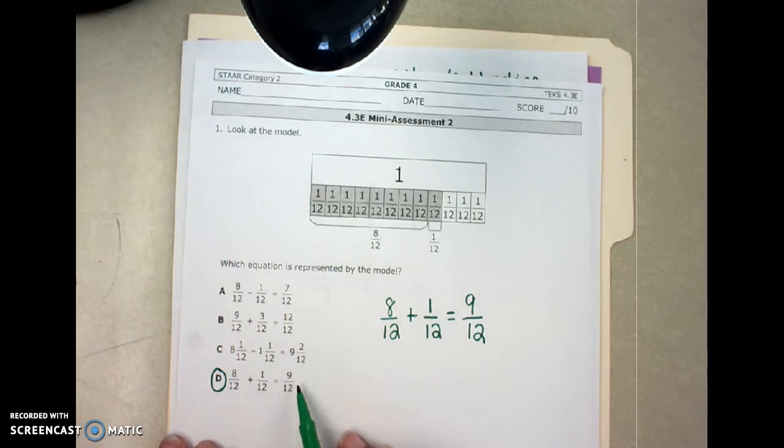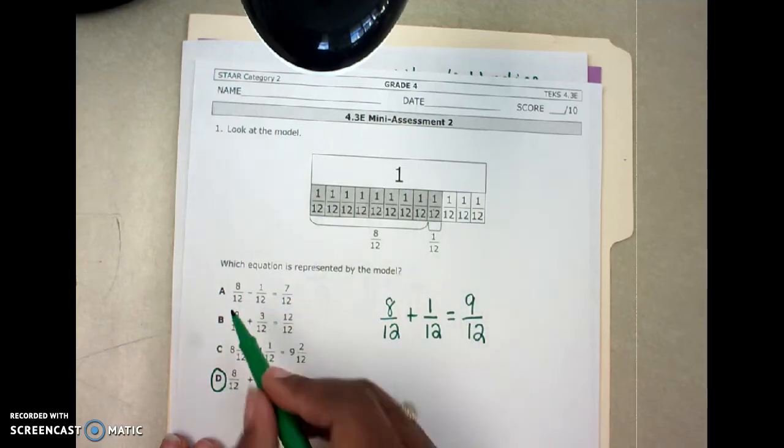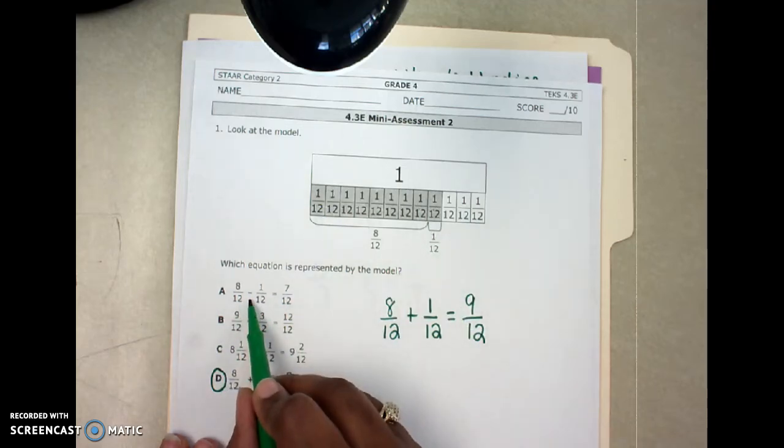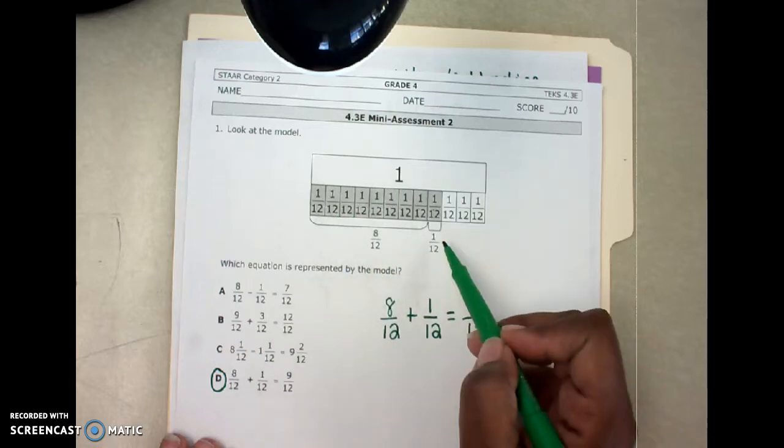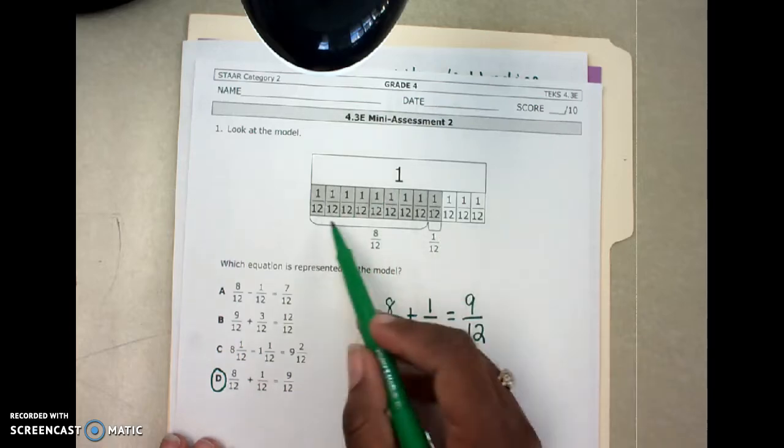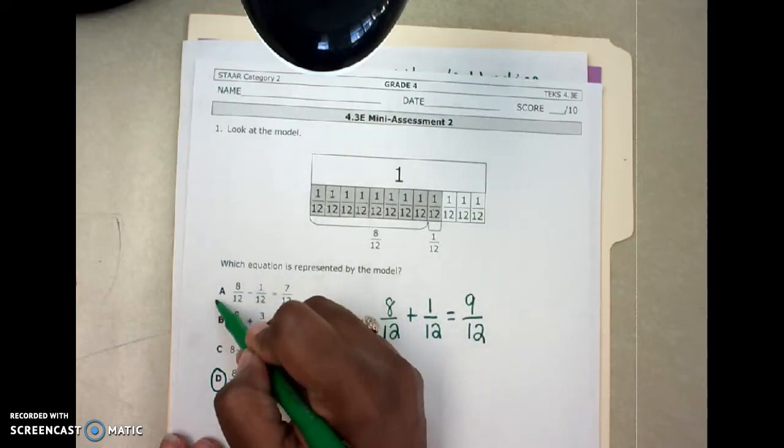Well, let's look at the other answers to see why they are not correct. Now, answer choice A, I see 8 twelfths and I see the 1 twelfth. But look at the sign. It is subtraction. And this picture does not show me subtraction, so this is not correct.